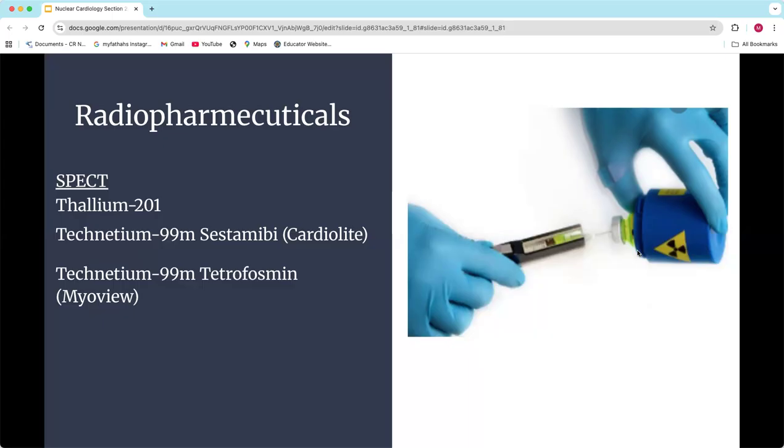Now, I will say from the outset, you guys are actually the last group of students that has to learn about thallium. You're not going to see thallium very much. It's not used that much. Sometimes when there's technetium shortages, you'll see thallium used. However, for you guys, it is still on your test, so we're going to keep teaching it.